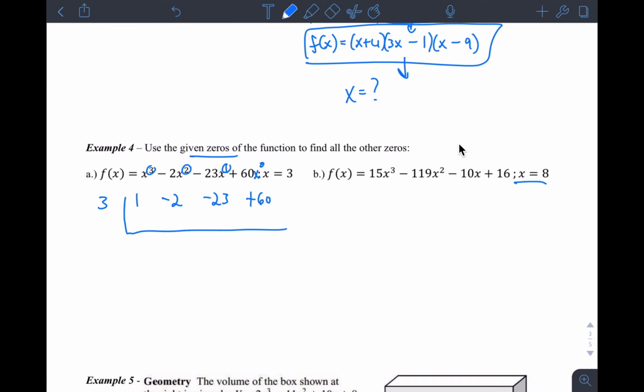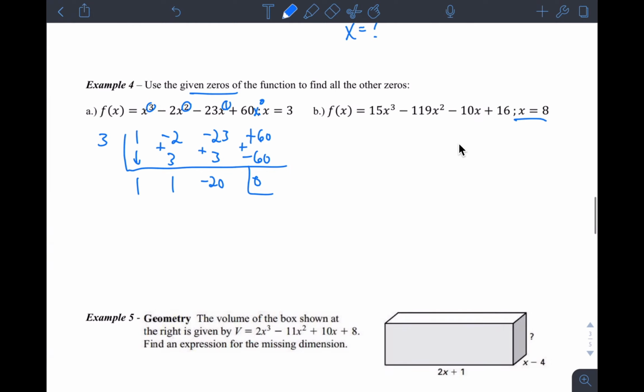Then I do this: 3 times 1 is 3. Add down, you get 1. 3 times 1 is 3. Add down, you get negative 20. 3 times negative 20 is negative 60. Add down and you get 0. So here's my polynomial, x squared plus 1x minus 20. If I want to write that as the function factored, I put this factor, that's x minus 3, here. And then I factor this.